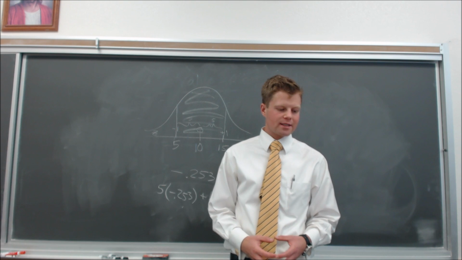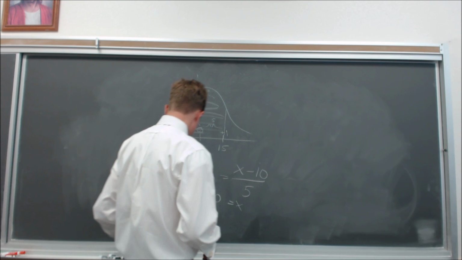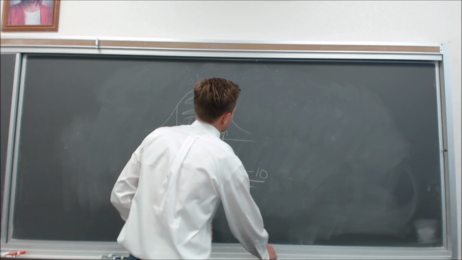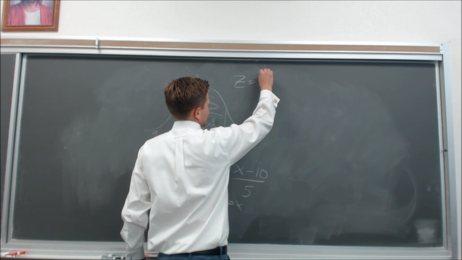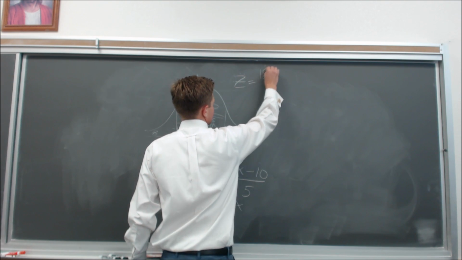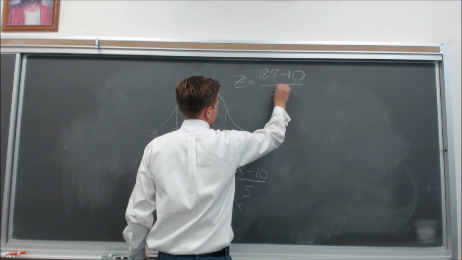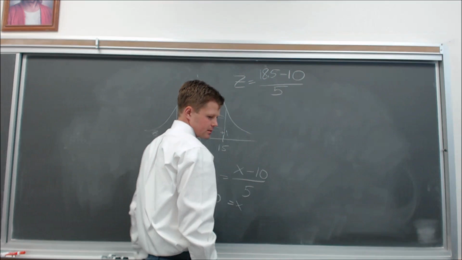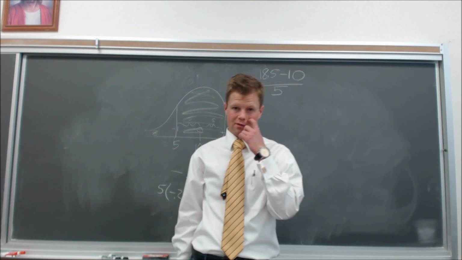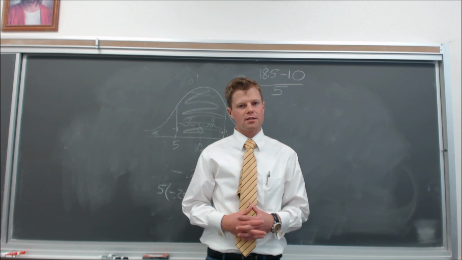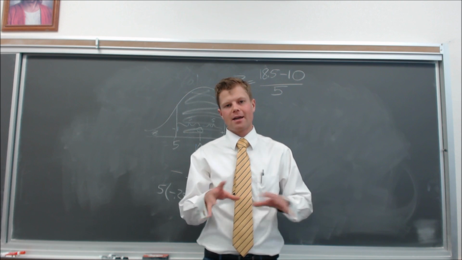Part C. What is the z-score for an observation of 18.5? Okay, so remember our observation is x. So we have z is what we're looking for, equal to 18.5 minus 10 divided by 5. Plug that into your calculator and you get 1.7. That is the z-score for an observation of 18.5. The trick on all of these is that you locate what variable you're looking for, and then plug in everything else.